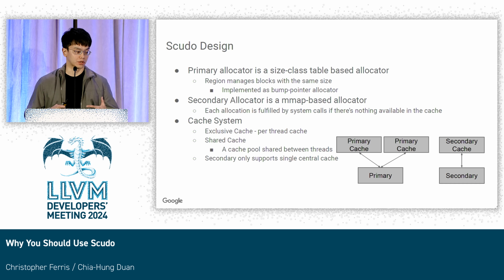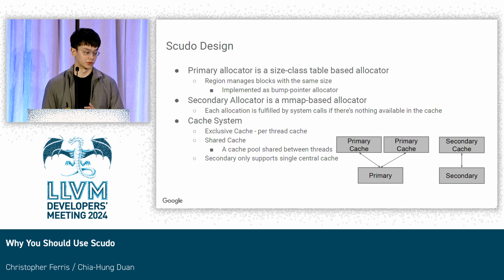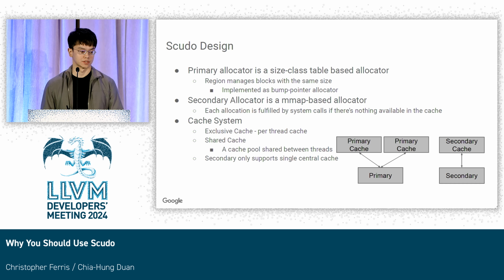Okay, and I would like to give a brief introduction about the design in Scudo, because we know there are a lot of allocators and each one has their own terminology. So we just want to give you a quick high-level design overview. In Scudo, there are 3 main components: primary allocator, secondary allocator, and the cache system.